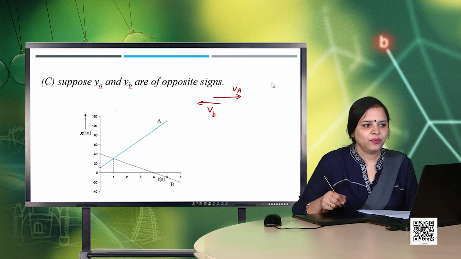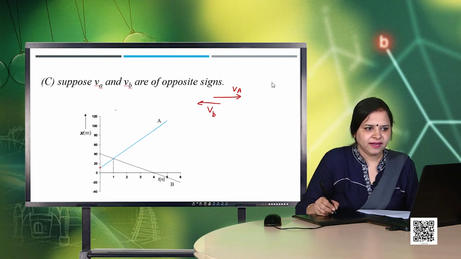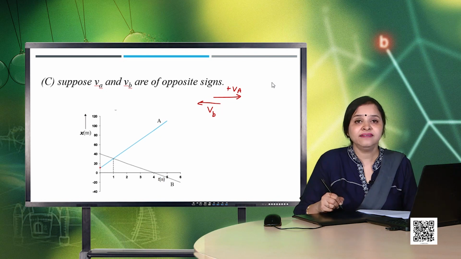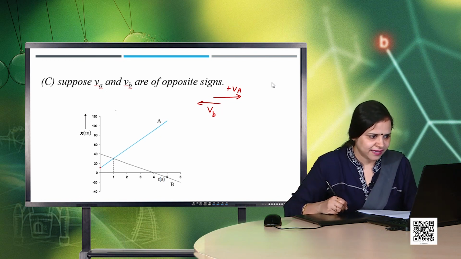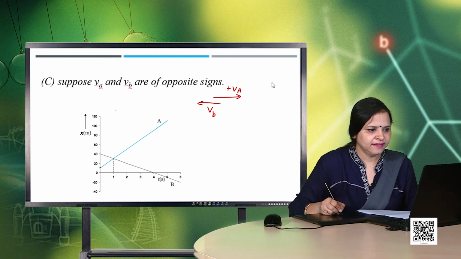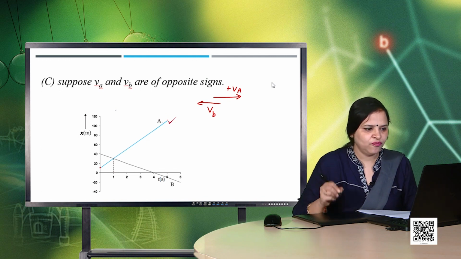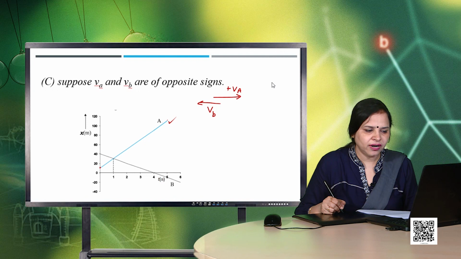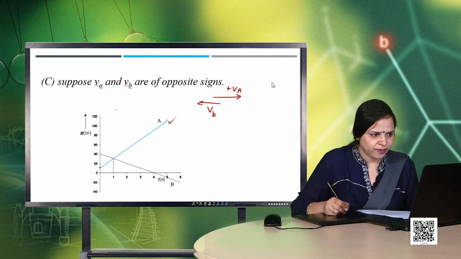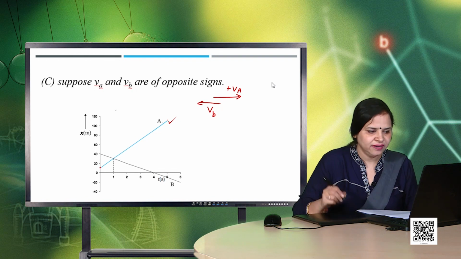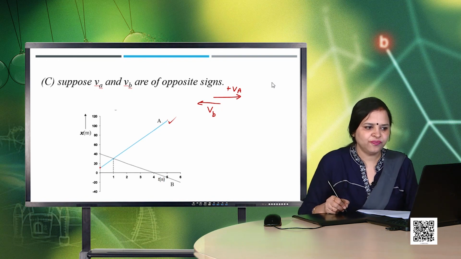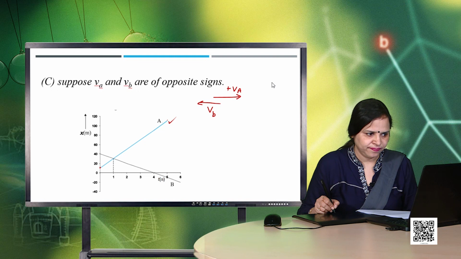Now, since VA is in the positive direction, that is, object A is moving in the positive direction, that is why the slope will be positive, represented by a line of blue color. So, that is the slope for object A on the XT graph. But since B is moving in the negative direction, its slope will also be negative.